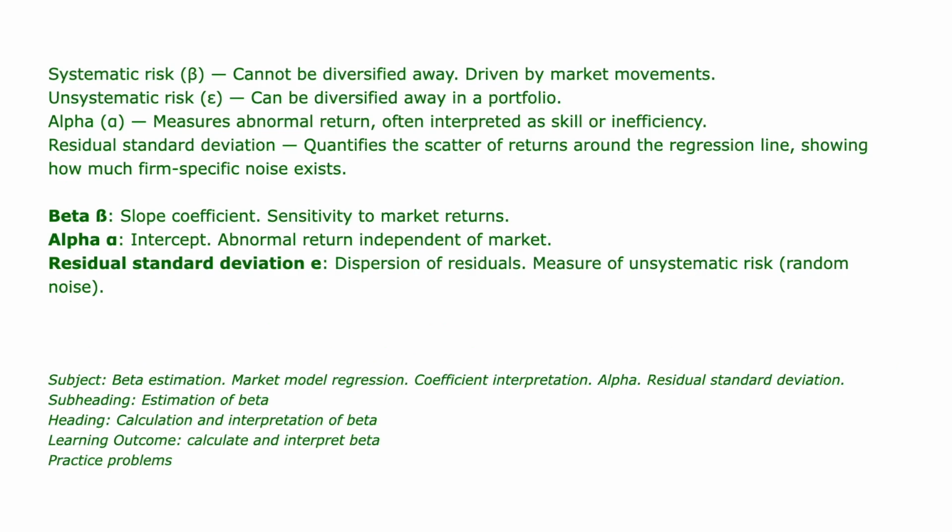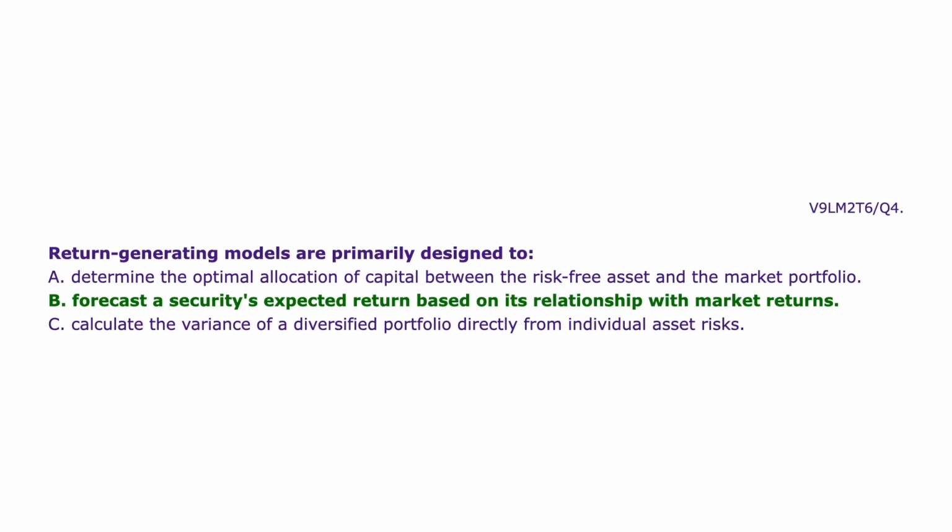Beta equals slope coefficient on the market return variable. Alpha equals intercept. Residual standard deviation equals dispersion of error terms, unsystematic risk. The question asks specifically for the coefficient on the market return variable.